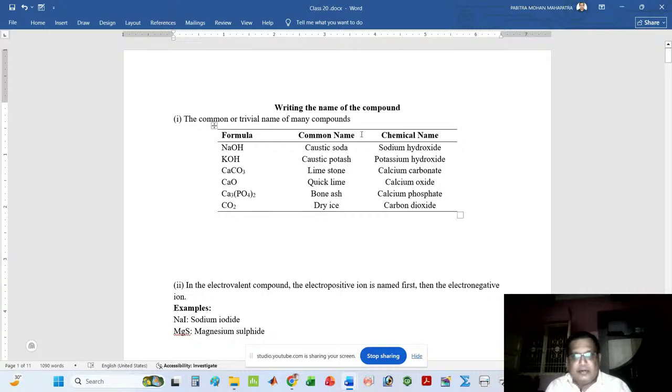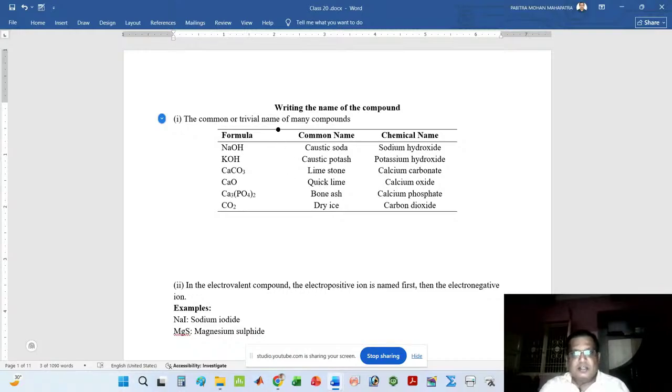There are generally two types of names used for chemical compounds. One is said to be the common name, that is said to be the trivial name. You can say trivial name or common name. There are different compounds which have a particular common name, that is, trivial name.